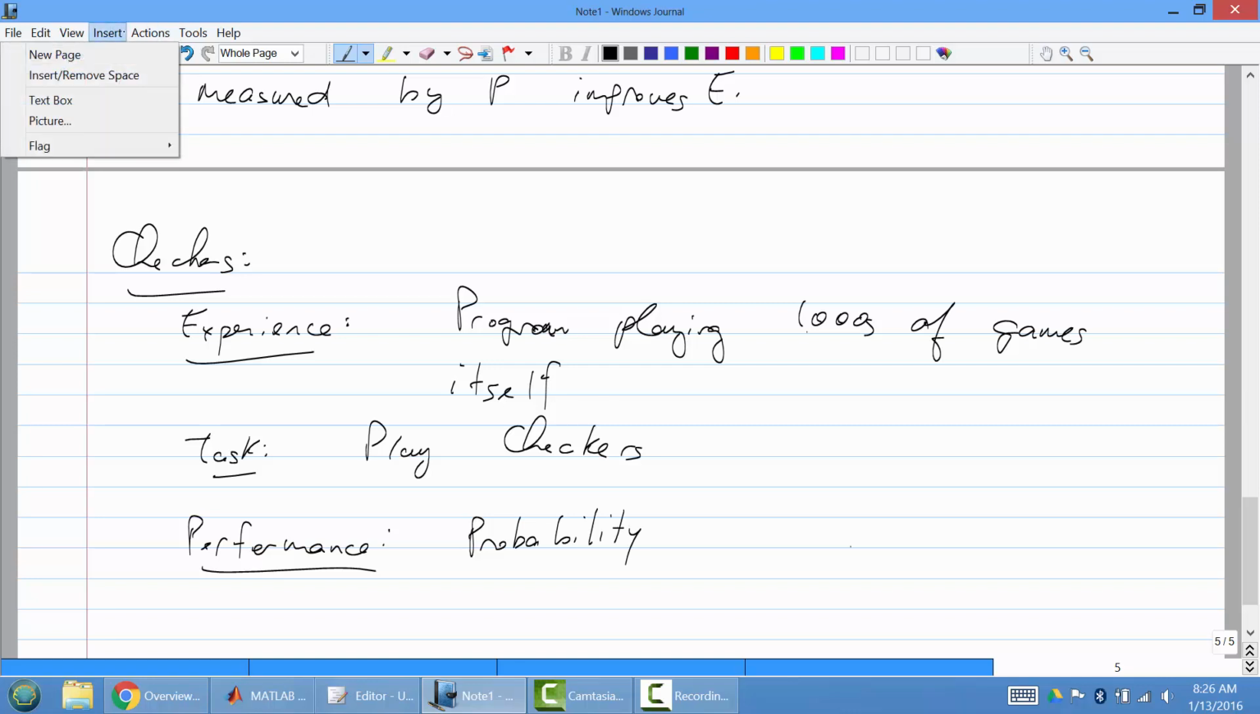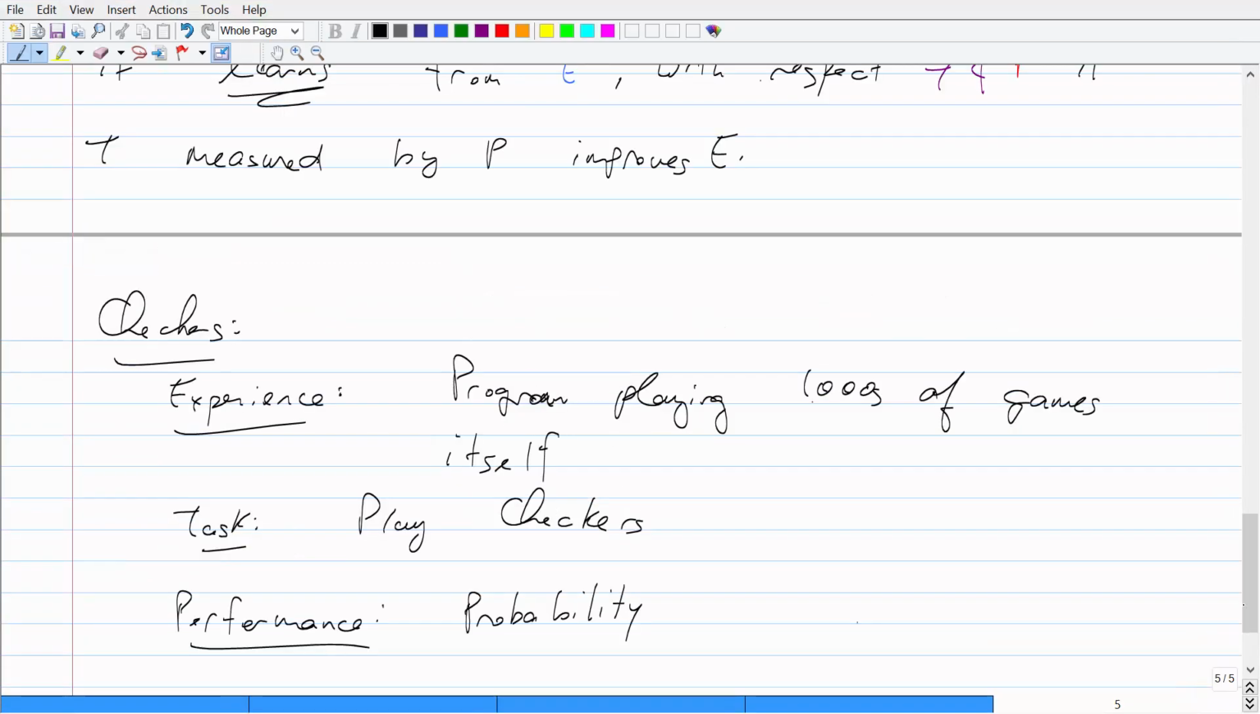Let me go full screen. Where are we? It's a little better, thanks.